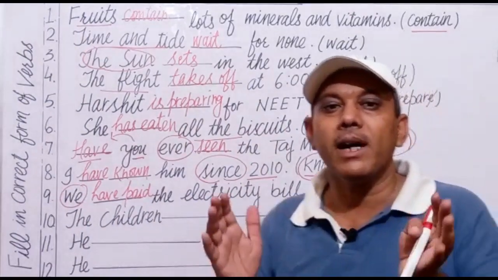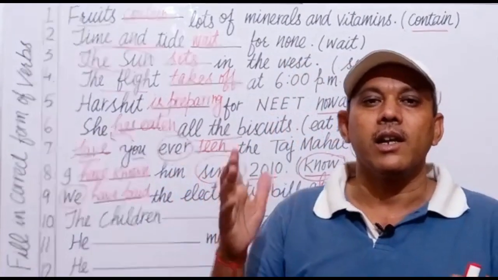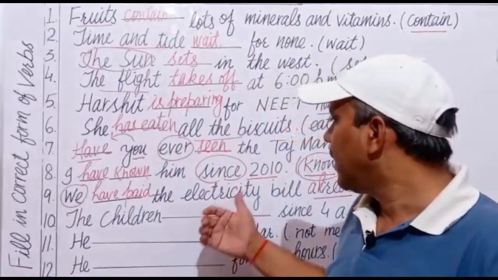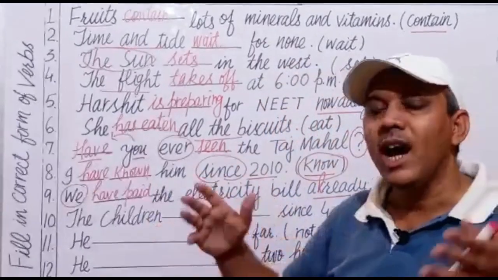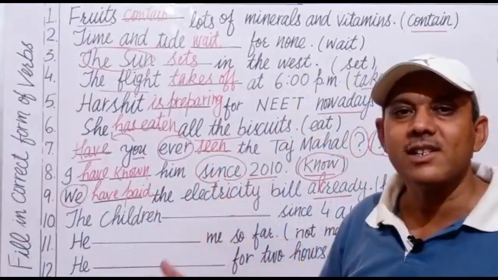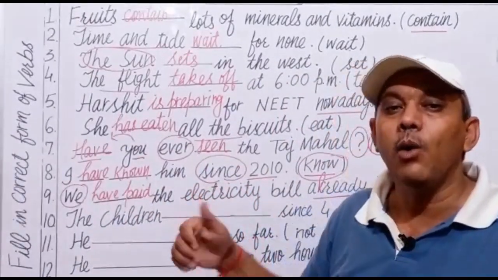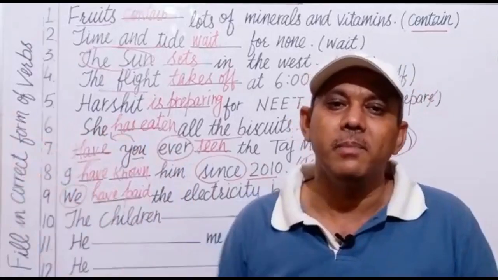मान लीजिए आपके पास इलेक्ट्रिसिटी बोर्ड से टेलीफोन आता है, फोन आता है कि आप अपना बिल भर दीजिए. आप कह सकते हो वी हैव पेड द इलेक्ट्रिसिटी बिल ऑलरेडी, और वी हैव ऑलरेडी पेड द इलेक्ट्रिसिटी बिल.